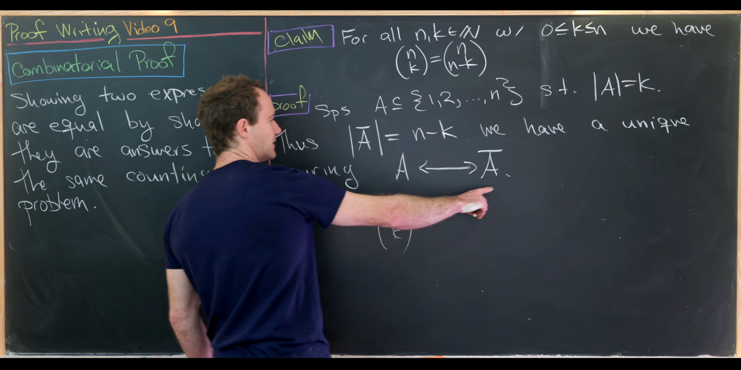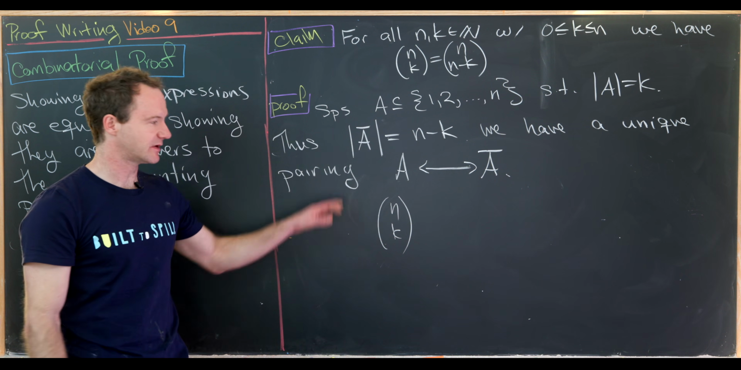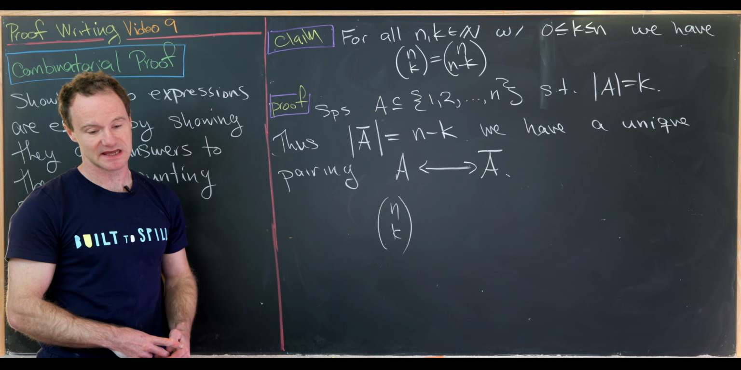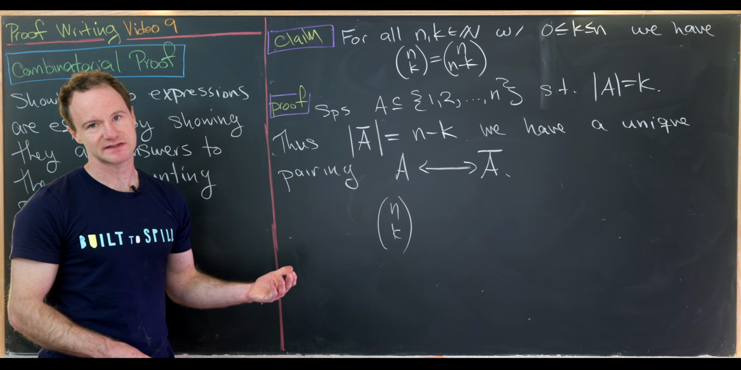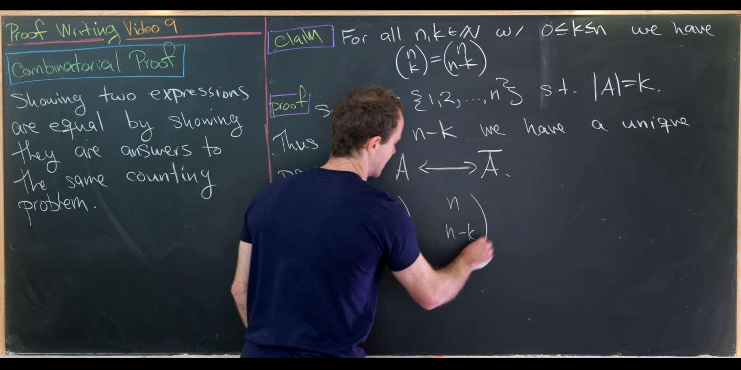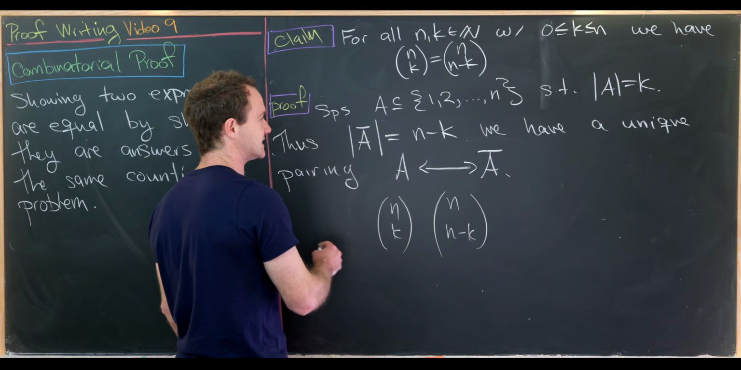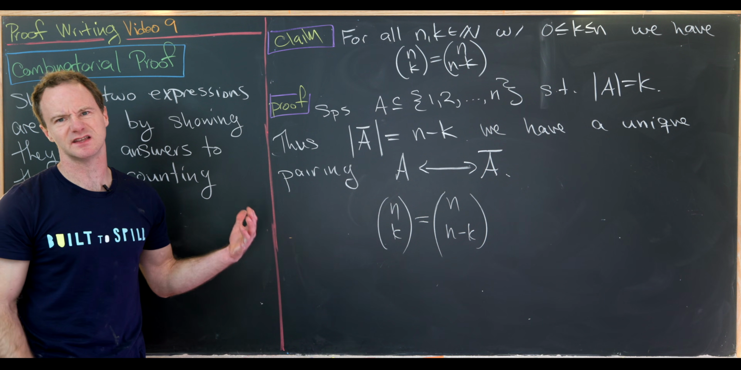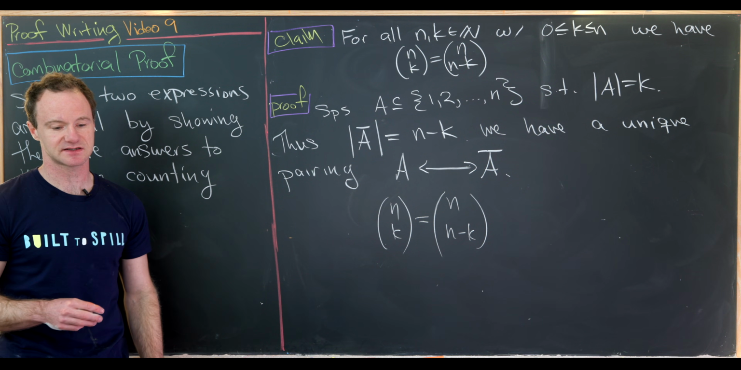But then how many possible sets are there like A complement? Well, the only thing governing A complement is that it has n minus k elements. So how many sets are there with n minus k elements? Well, there are n choose n minus k. And again, since this pairing is unique, we must have equality between these two choices of types of sets.